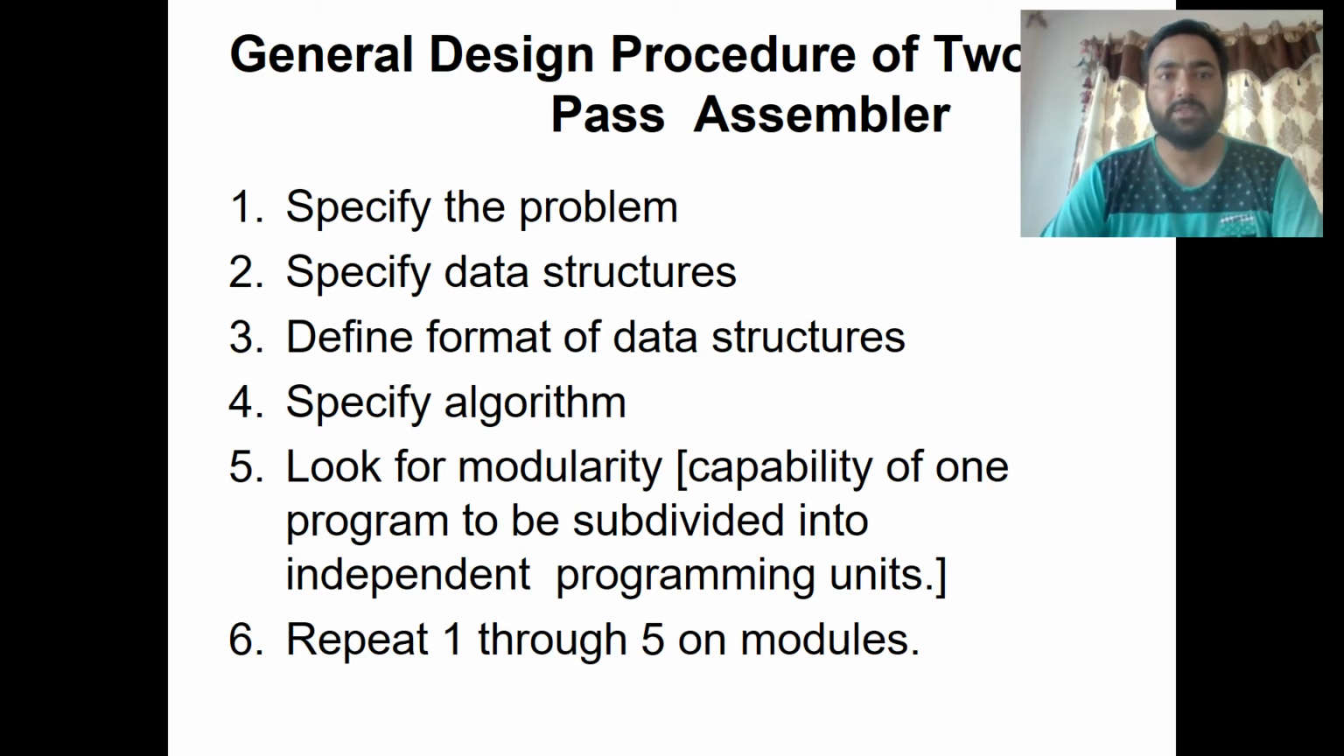Then second, we specify the various data structures that are used by the two-pass assembler during the conversion process of the assembly language program into machine language code. Then we define the format of the data structures that are used. That means for the various data we use, what is the actual format of these data structures, and what data do they store. Then we specify the algorithm that is used to convert the assembly language program into a low level program.